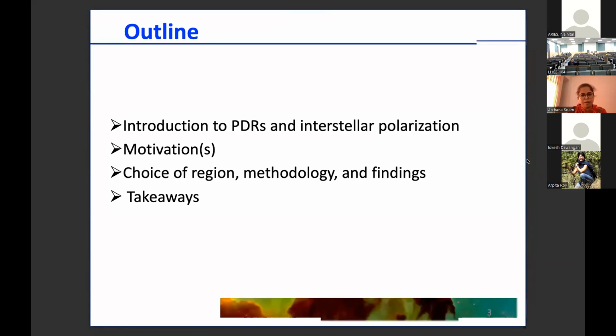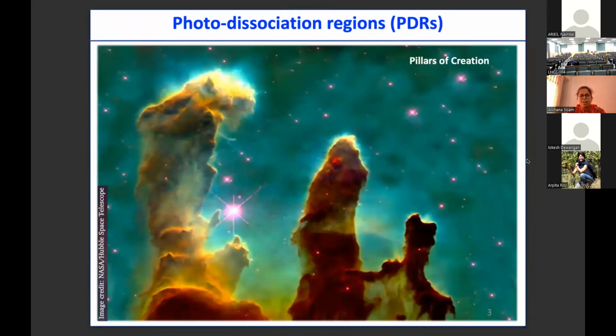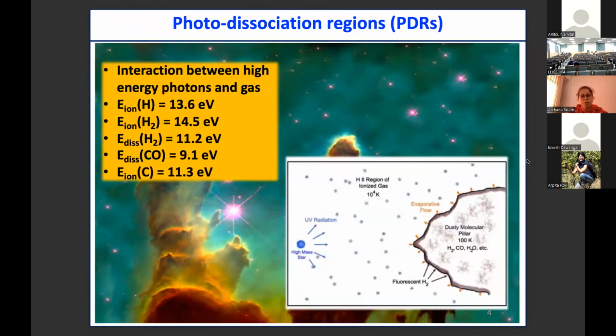And a little bit about the summary. Photodissociation regions are always beautiful when you see the Hubble images. For example, these pillars of creation taken with the Hubble Space Telescope, you can see these pillars, and the shining fronts of these pillars are the locations where PDRs lie. If you know the ionization potentials of different atoms and the dissociation potentials of different molecules, you can have an idea where these molecules, atoms and ions lie in the PDRs when a pre-existing molecular cloud gets illuminated by high mass stars.